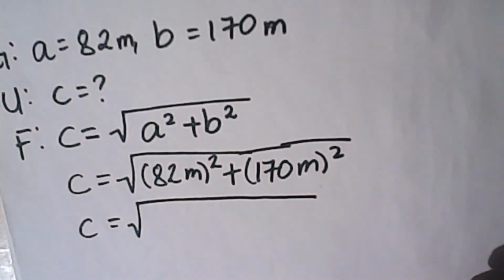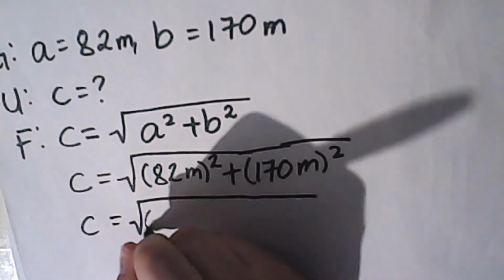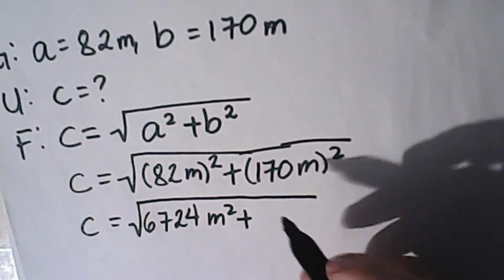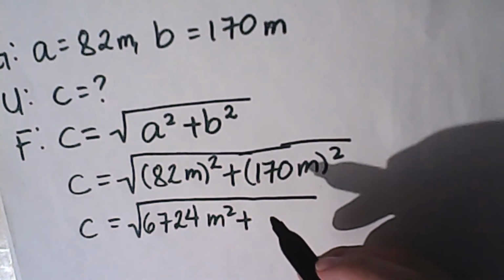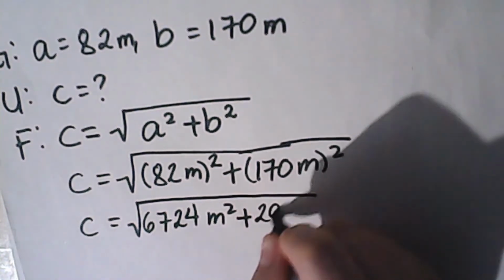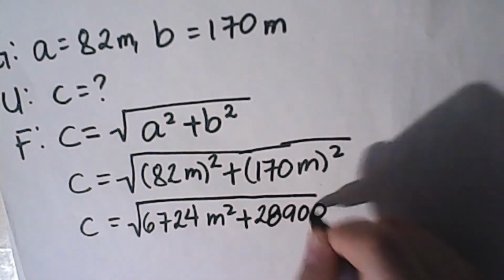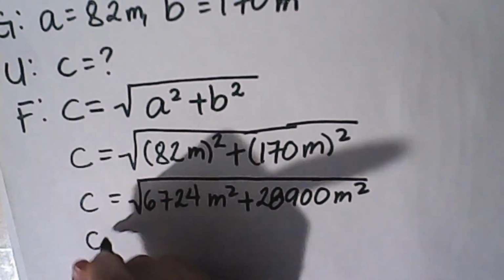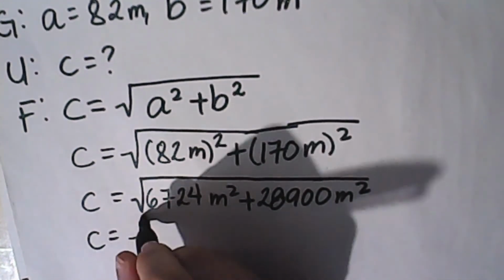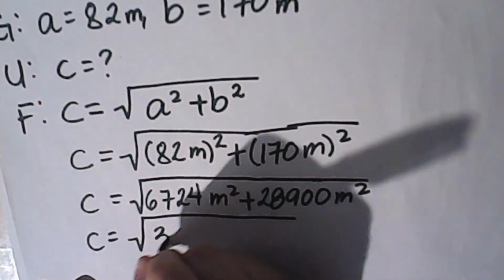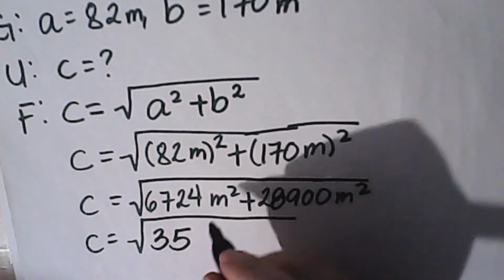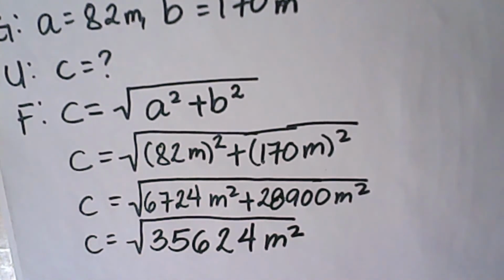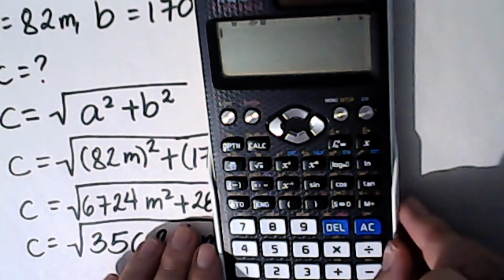82 meters squared is 6,724 meters squared plus 170 meters squared is 28,900 meter squared or square meters. Again, evaluate, add. This is 35,624 meter square. Okay, how are we going to input it directly to the calculator?